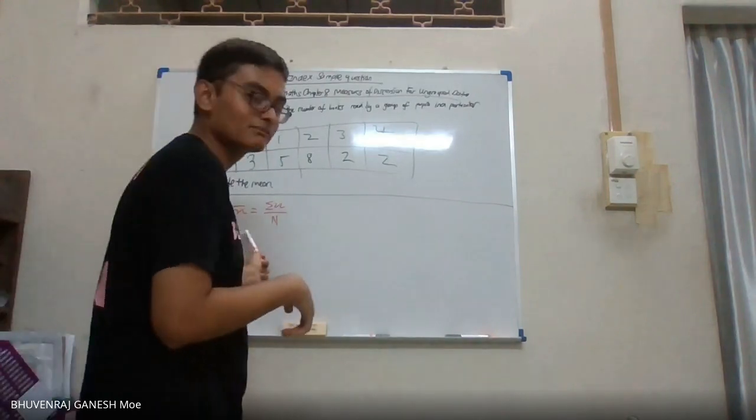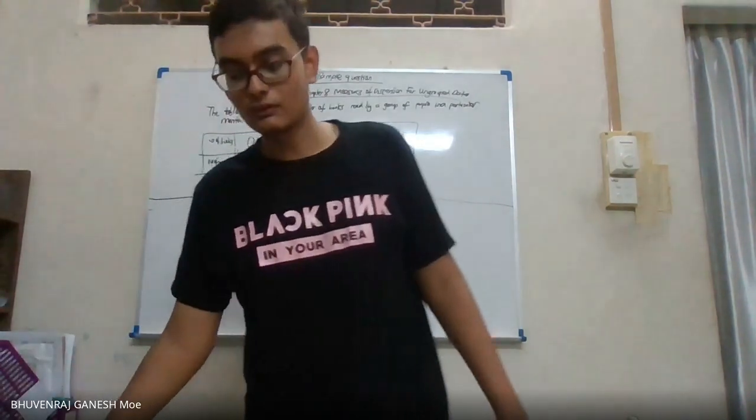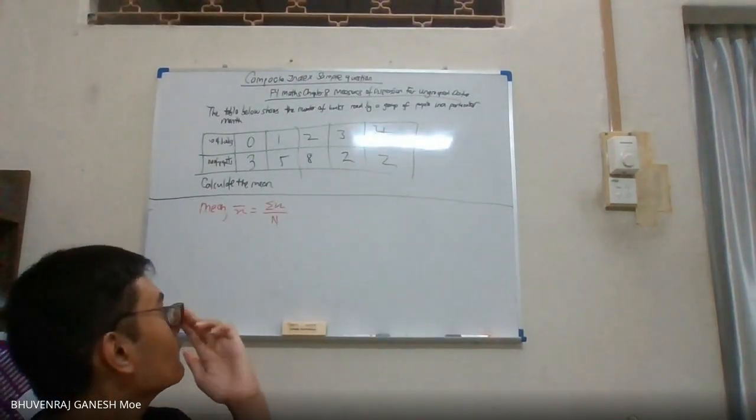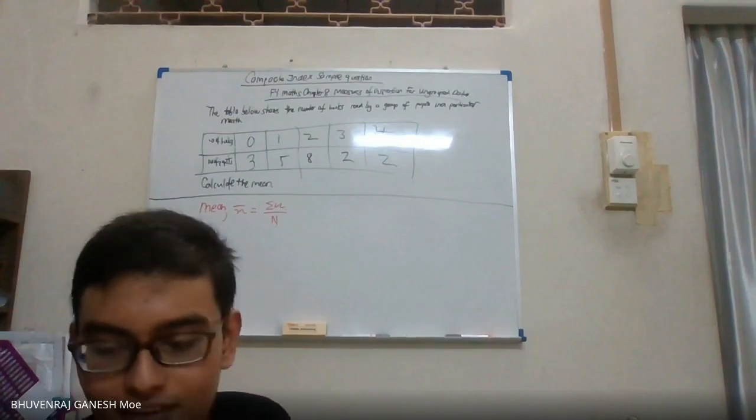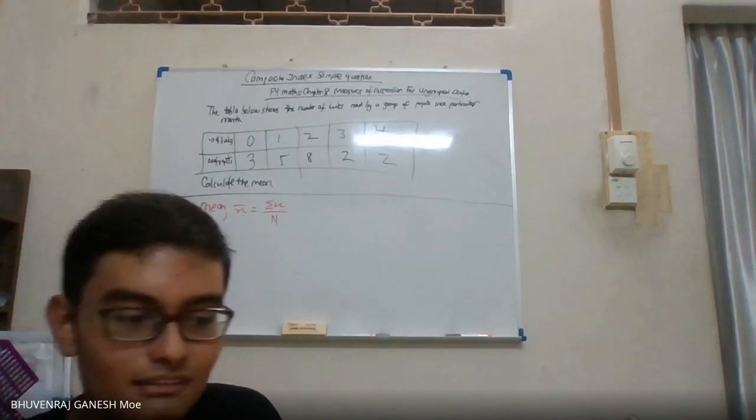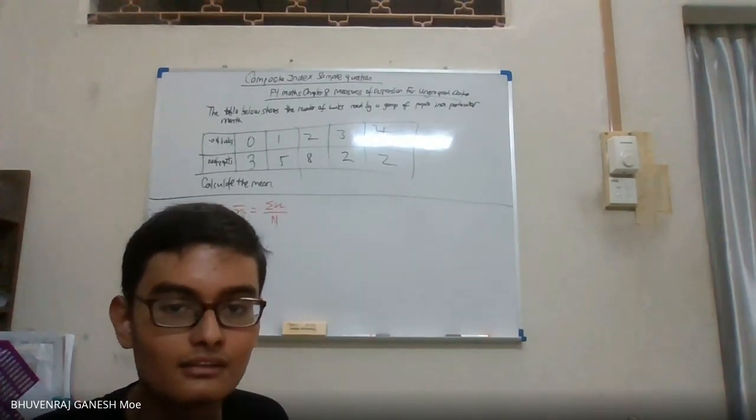So in your maths textbook, you will see this formula, sum of x over n. So that is what you use to solve this question. Type in the chat box. For slight variation, I got slightly higher than that. Check your calculator again.